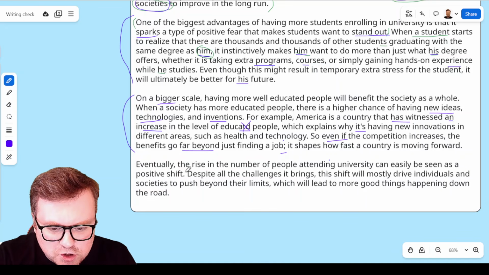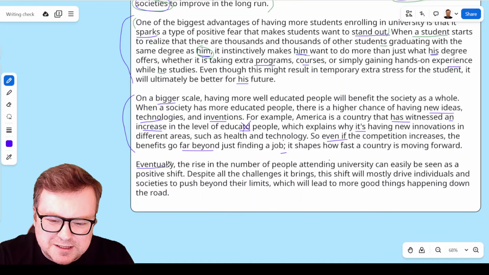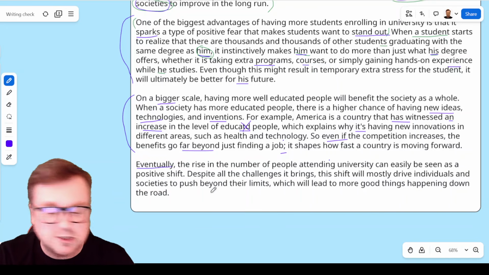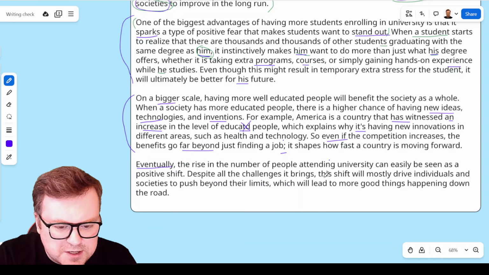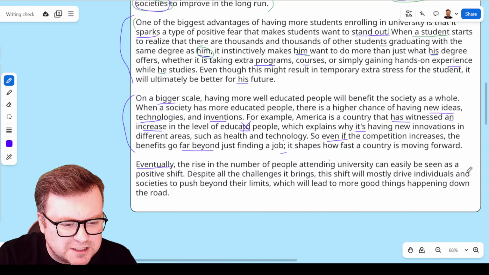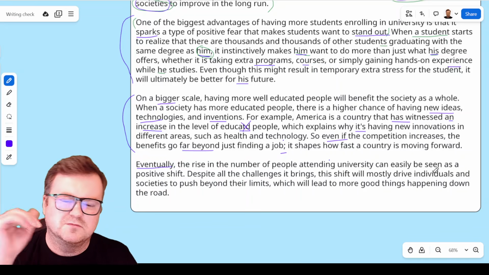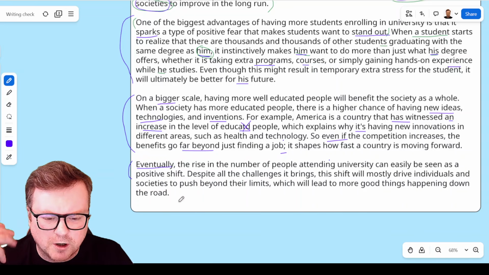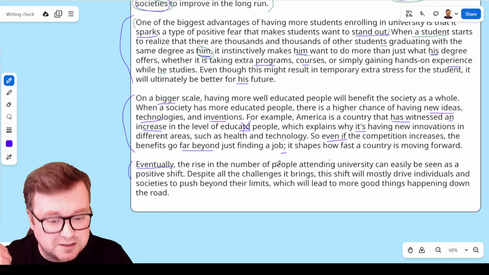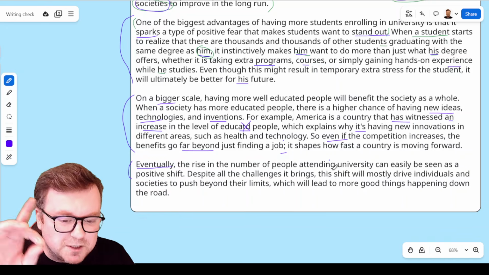Then finally, eventually, I don't like this eventually. In conclusion, or just in conclusion, make everyone's life easy. Eventually, the rise in the number of people attending university can easily be seen as a positive shift. Not sure what this first sentence is. Eventually, the rise in the number of people attending. Love this number of people attending.